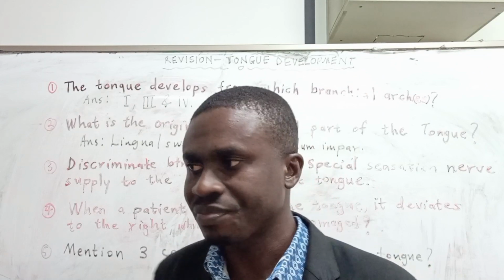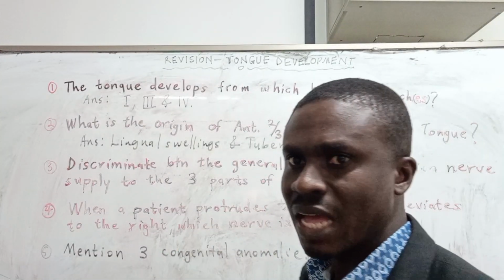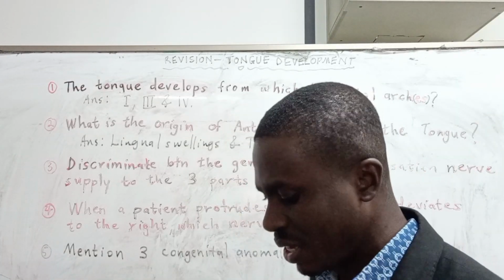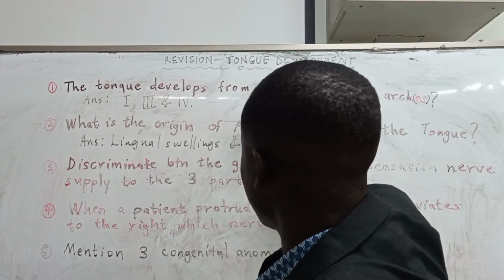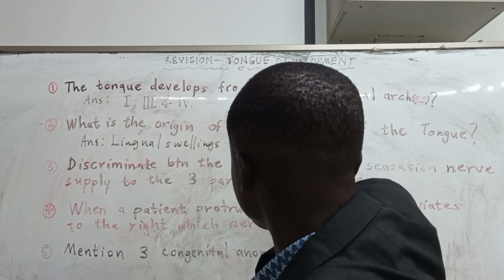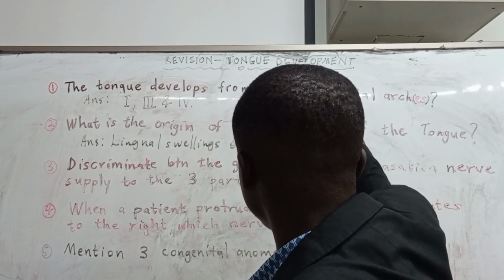Lingual nerve. So by way of the anterior two-thirds portion of the tongue, I want you to put down over there, by way of the anterior two-thirds portion, the general sensation is nothing but, of course, the lingual nerve. Anterior two-thirds, the general sensation is by way of lingual nerve.